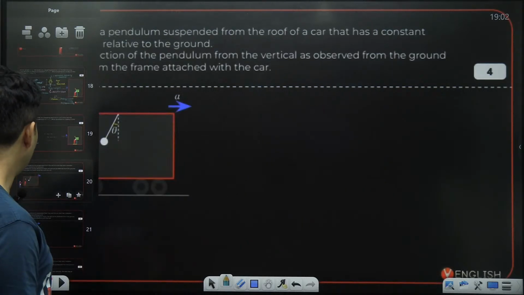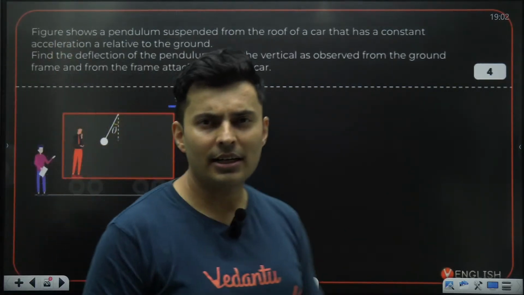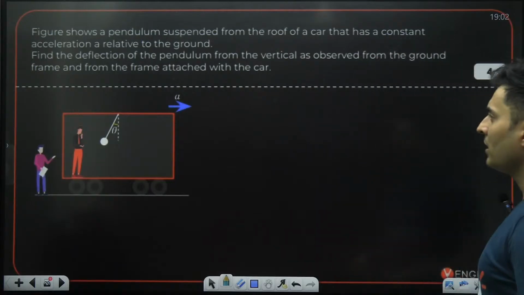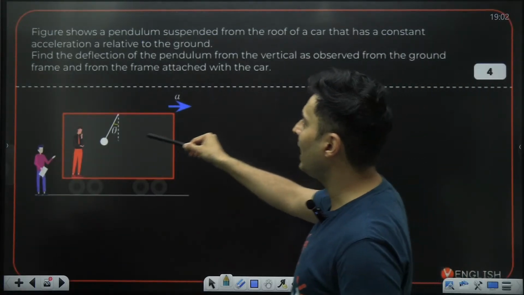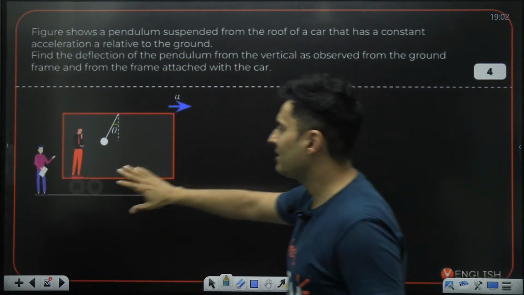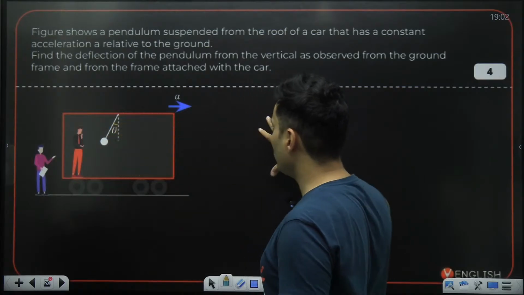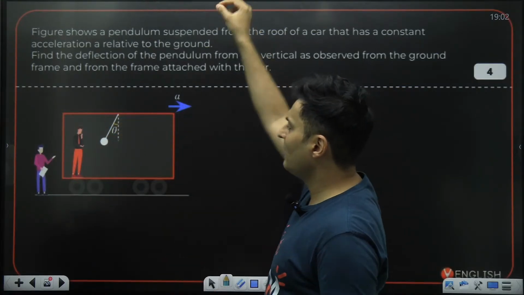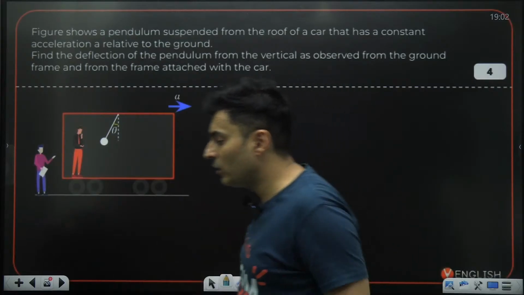Fine. Let's do the next question, my dear students. Here it comes. Here in this particular diagram, there is a pendulum suspended from the roof of a car that has a constant acceleration, as seen from the ground observer. So this person sees the car moving with some acceleration and there is a pendulum hanging from the ceiling. What do you think the pendulum will do?